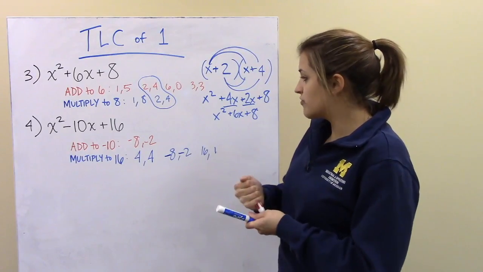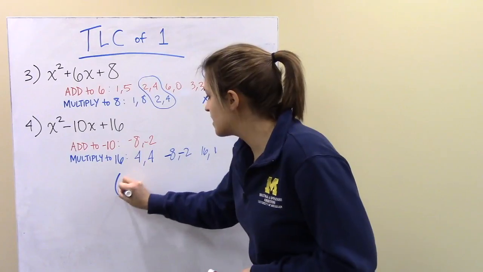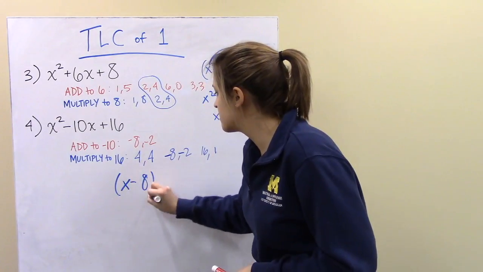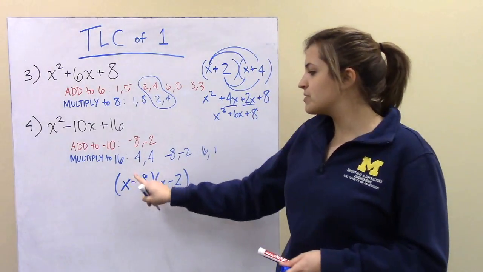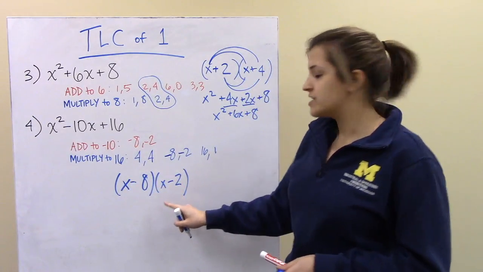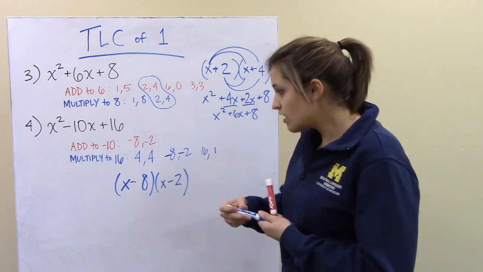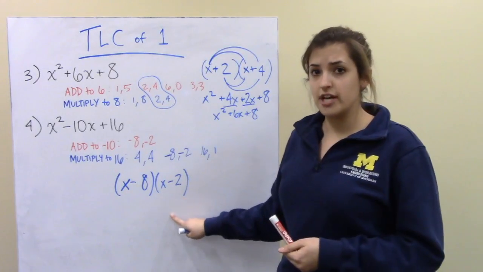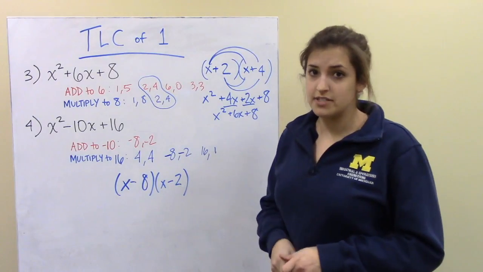So my factored form here, I'll write it underneath, is x minus 8 times x minus 2. That's x plus negative 8 times x plus negative 2, but I just made them subtraction. All right, I'll leave you to check this one to make sure that it's correct, but we should always do that. I'm going to move on to the next example.